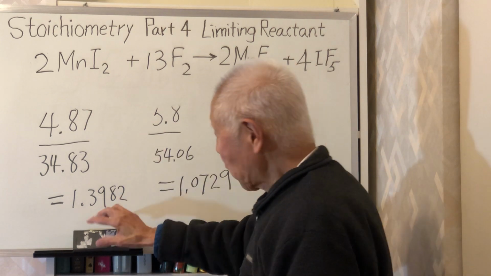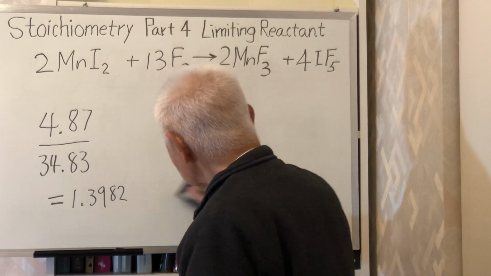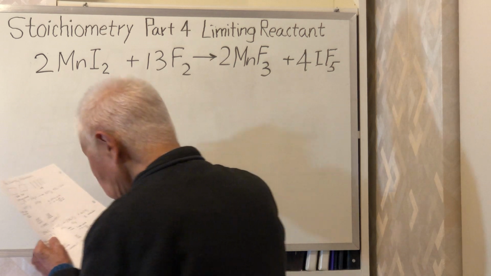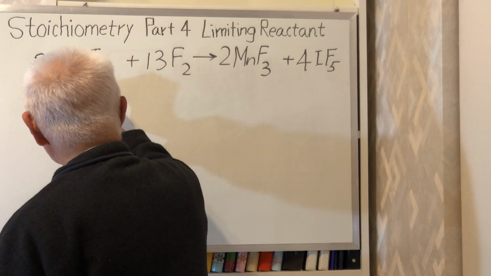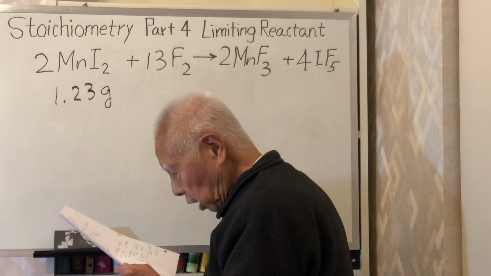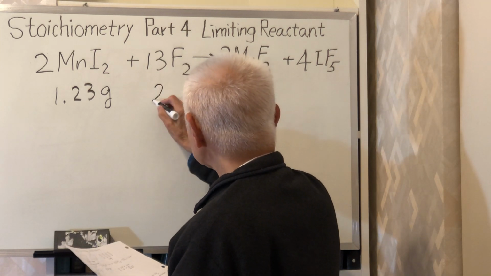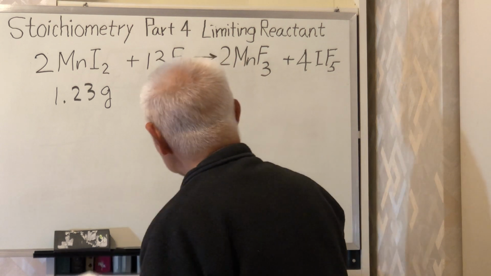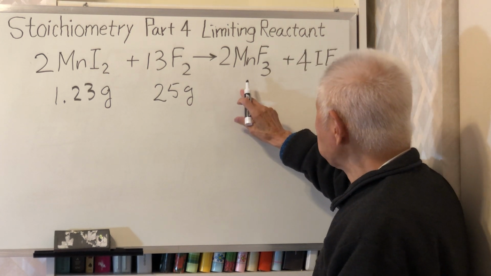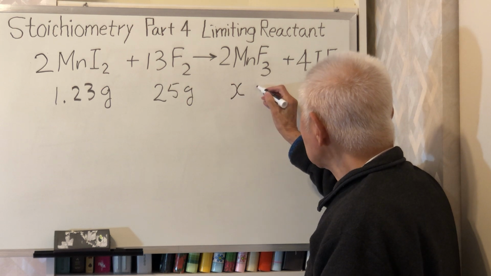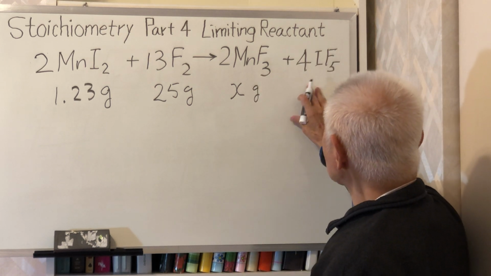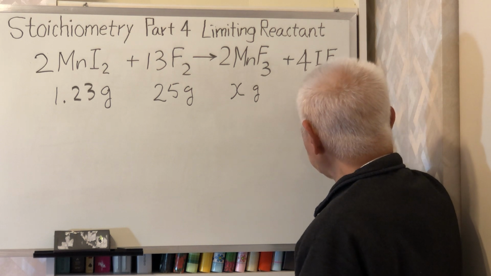What is given? That's the next line. What is given, okay? I'm giving this many grams of manganese iodide, 25 grams of fluorine. So given quantity, I want to find how many grams I can produce. And another part is to find how many molecules I can produce here. How many molecules of this compound I can produce.